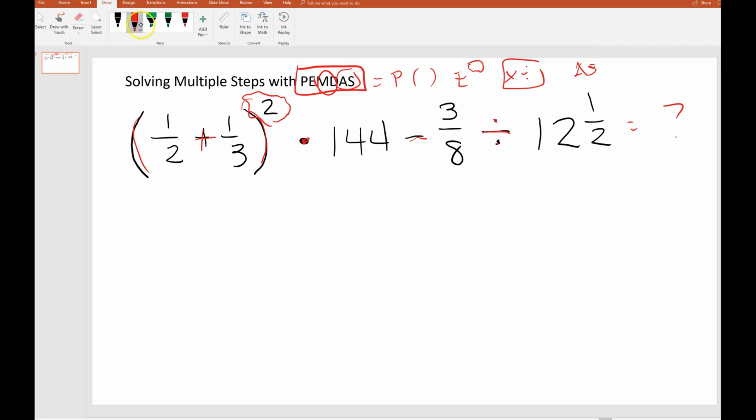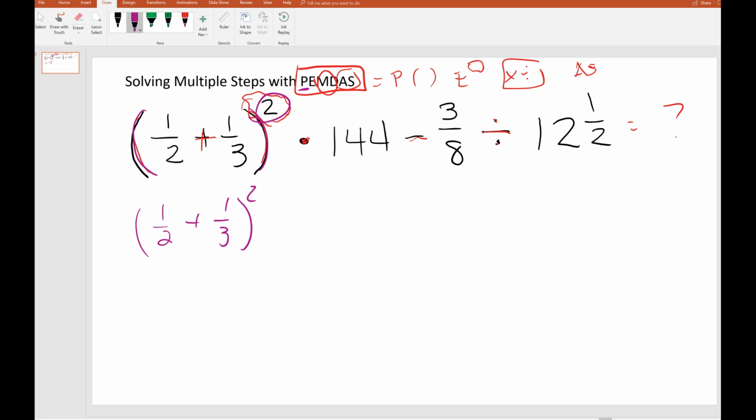So let's get started and tackle this problem and see where we end up going. One of the first things you want to work on is the parentheses. We've got our P here, so we want to tackle these parentheses. We've got 1/2 plus 1/3. Don't forget the exponent, but let's go ahead and work inside that parentheses first.